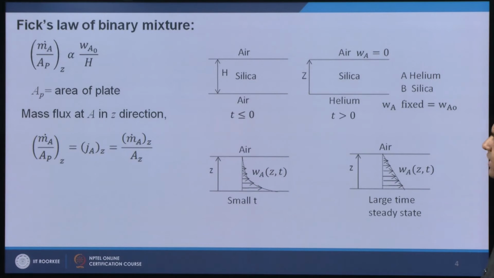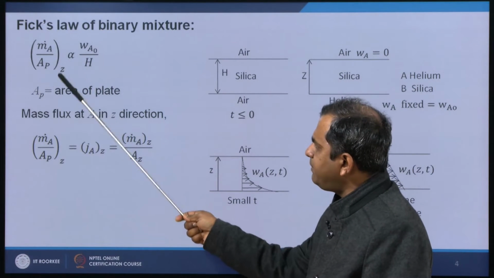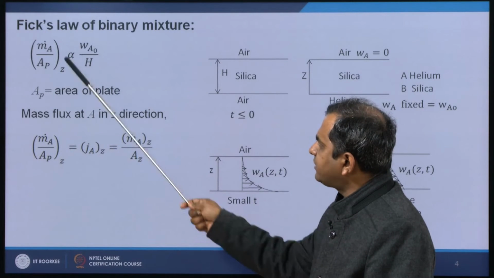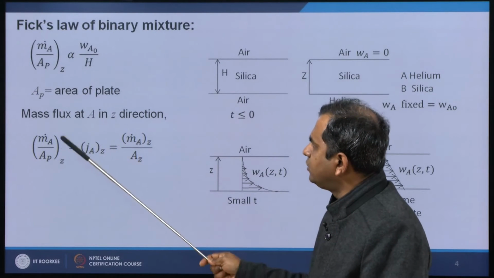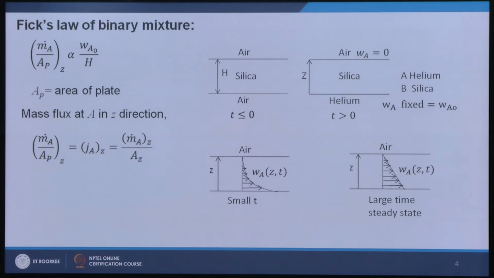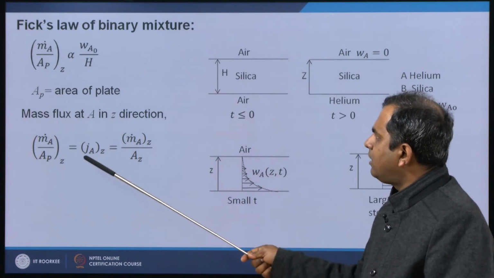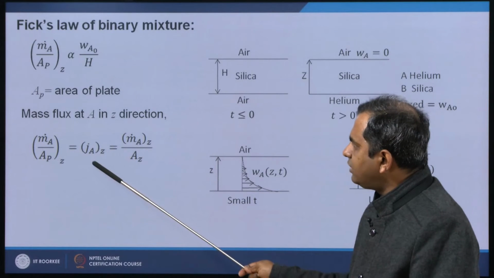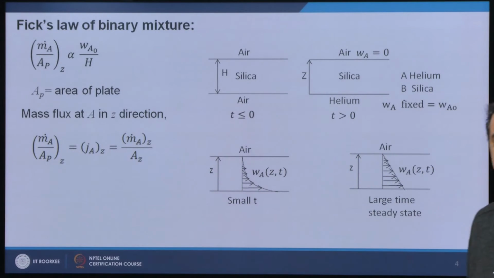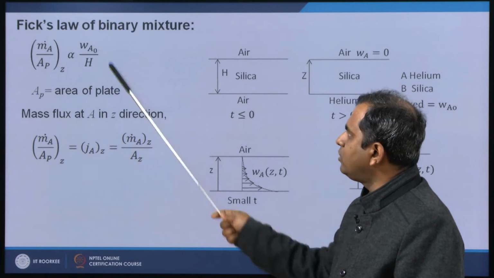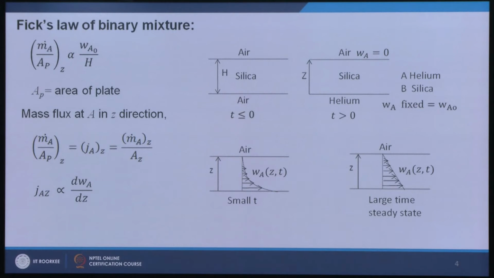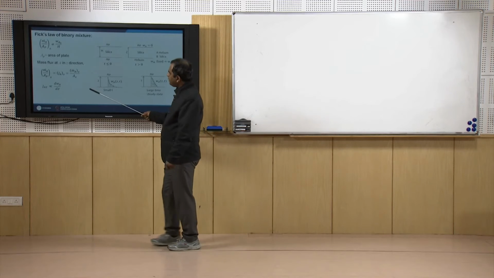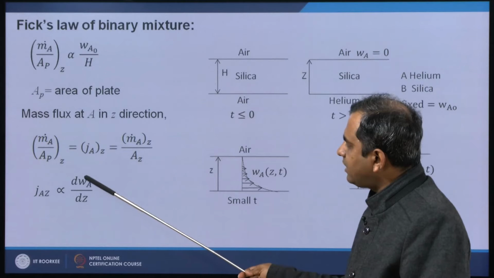If we proceed further, then we can define this m dot A by AP, which is the mass transfer divided by area, which is actually the mass flux. So, this mass flux of A in the z direction is proportional to W A naught by H. Let us call that term, the mass flux, J. So, J A in the direction of Z is proportional to W A naught by H.